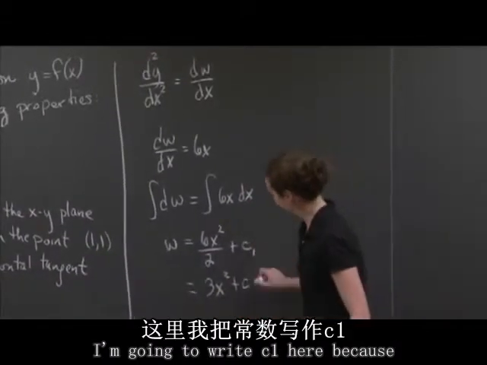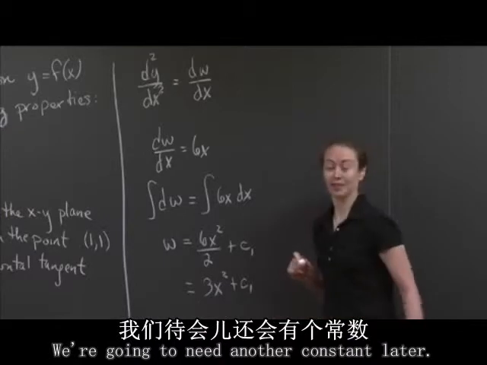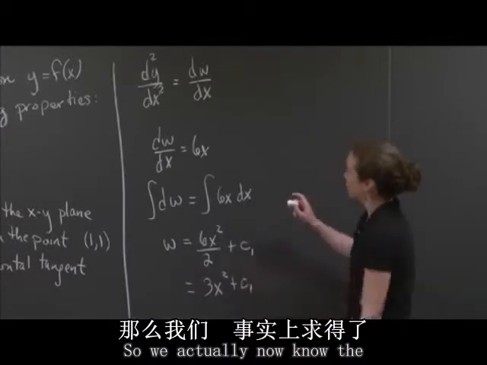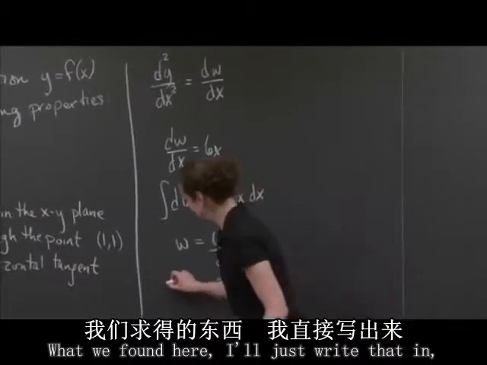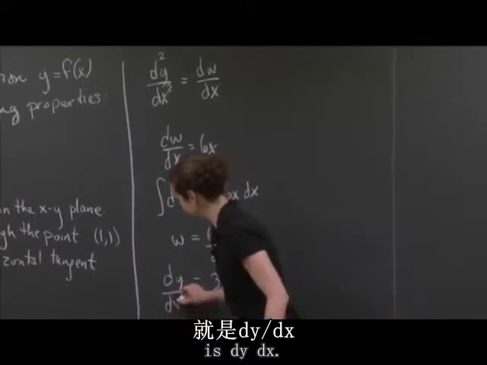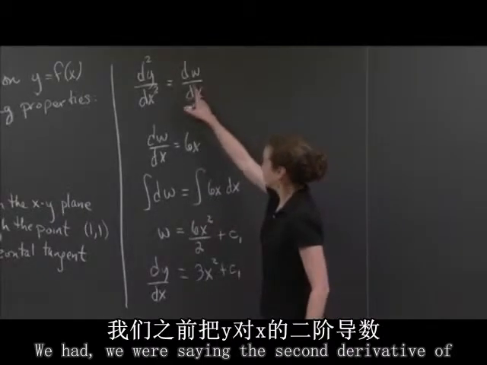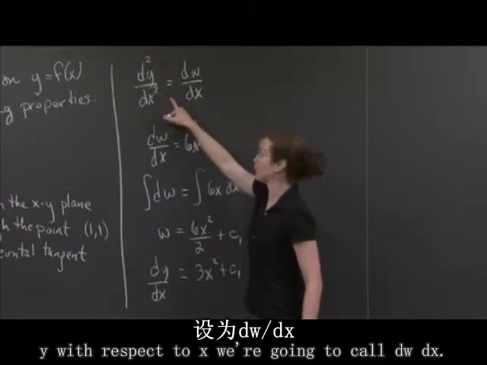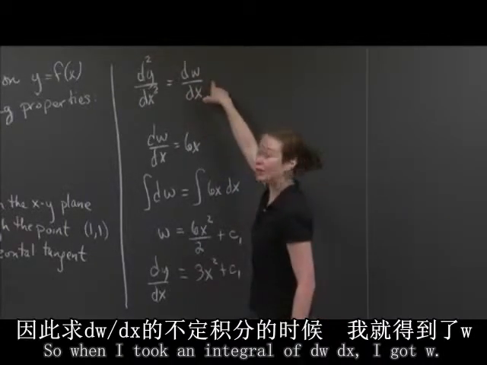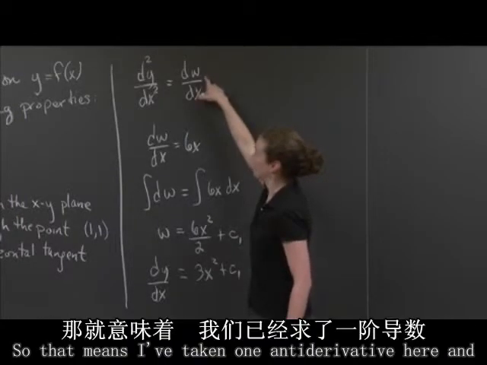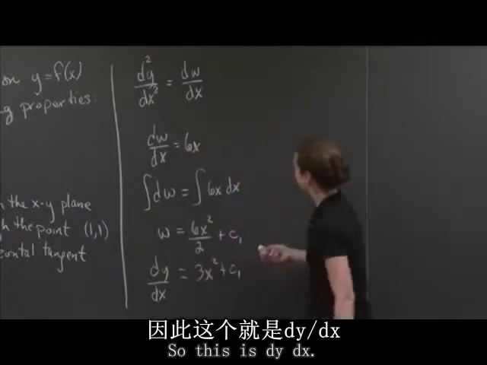I'm going to write C1 here because we're going to need a little bit of information. We're going to need another constant later. So we actually now know the derivative of y with respect to x. What we found here, I'll just write that in, is dy dx. Again, let me remind you why. We were saying the second derivative of y with respect to x we're going to call dw dx. So when I took an integral of dw dx, I got w. So that means I've taken one antiderivative here, and so now I have dy dx. So this is dy dx.